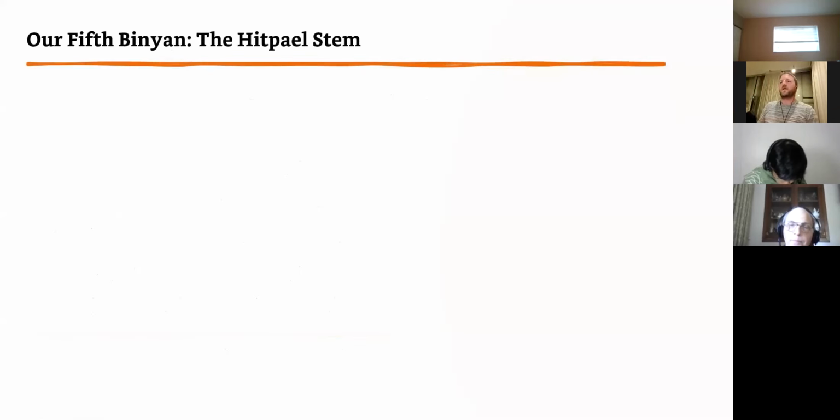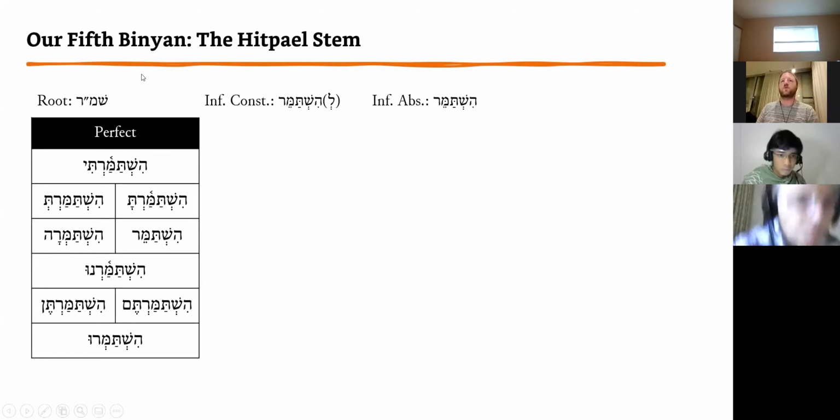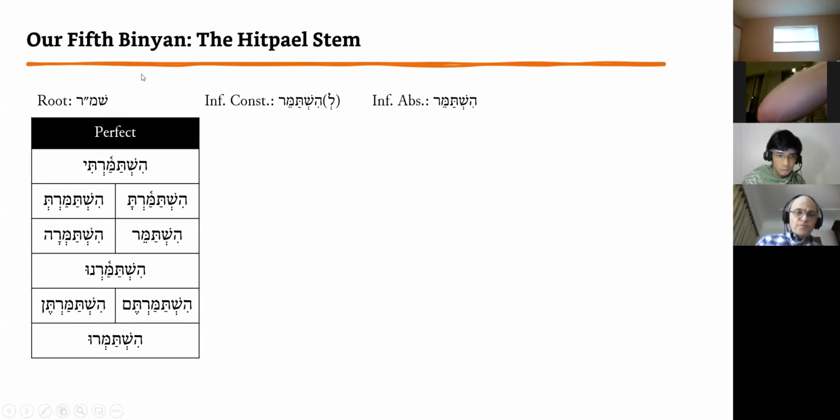All right, the next one, how lovely. So we could also turn the shamar root into hishtamer. Okay, hishtamer, according to our dictionary, that is this one here. According to Holladay, it means to be careful. I'll take it on its word.